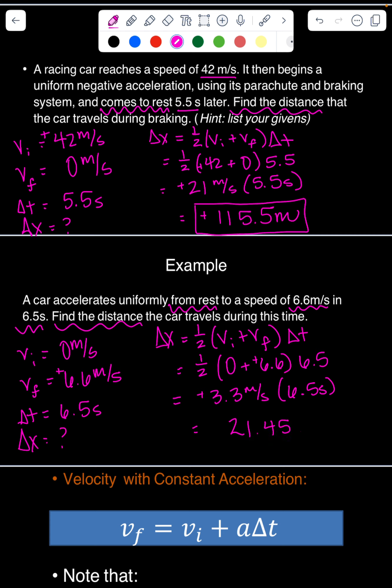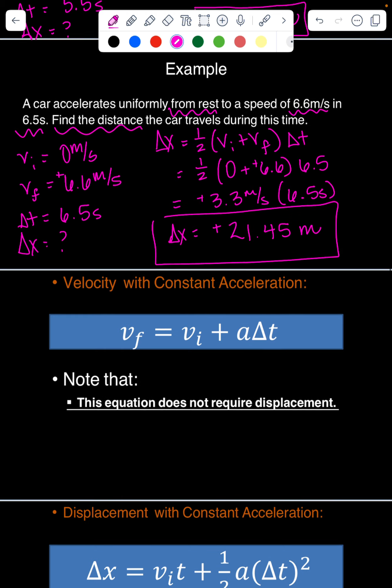So 3.3 times 6.5 is going to give us 21.45. Now, again, we're solving for displacement. We know the unit for displacement is meters, and displacement is a vector quantity, so we have to have a direction. And our displacement's direction will always be the same as our velocity. So our velocity is positive, so is our displacement. Okay? All right, easy peasy. Let's move on to our next equation.